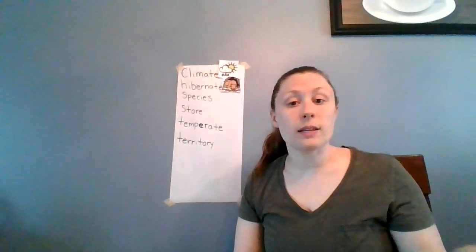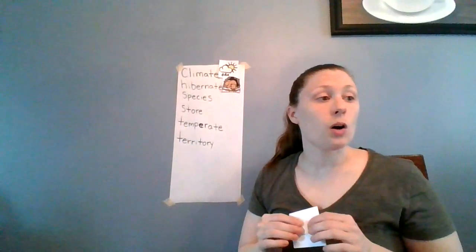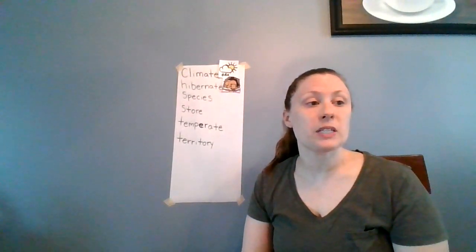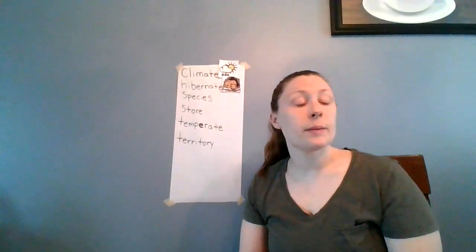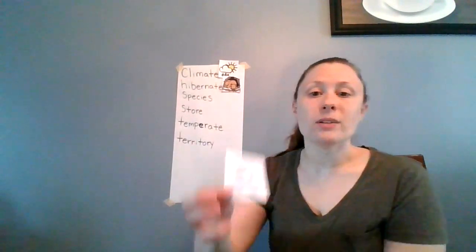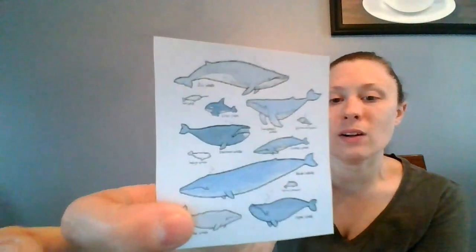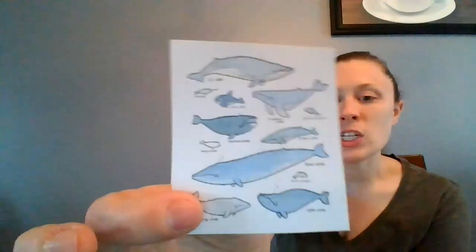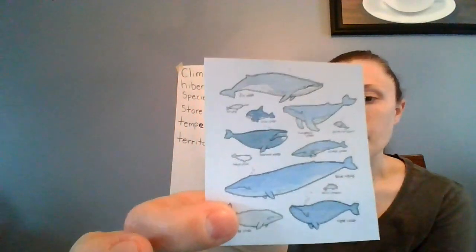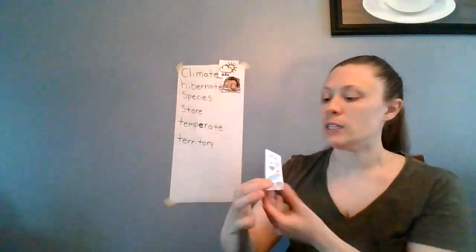The next word is species. Species means a group of animals or plants that are alike in specific ways and have similar characteristics or features. An example is there are about 70 species of whales. These are species of whales. They're all whales, but they're different types of whales. So they're different species.